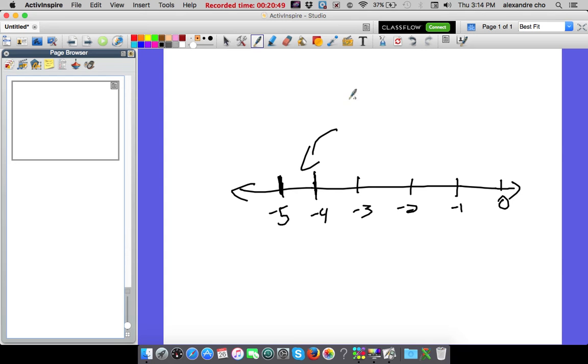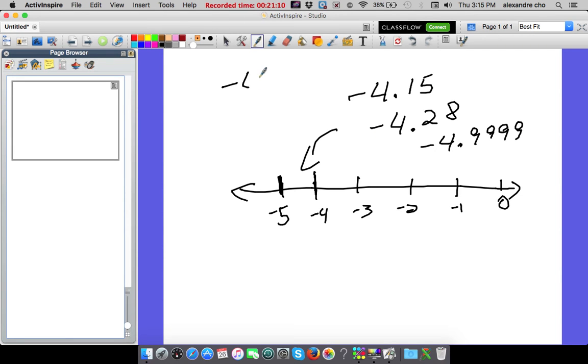Well, how about negative 4.15? That's in there. Negative 4.28. That's also between these two. Negative 4.9999. Is it in there? Yes, it is. So there is a variety or infinite number of rational numbers inside. You could have done negative 4 and 1/2, negative 4 and 2/3, and so forth and so forth. So I only needed 3.